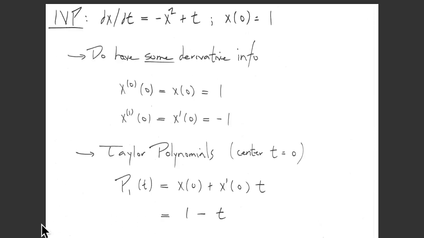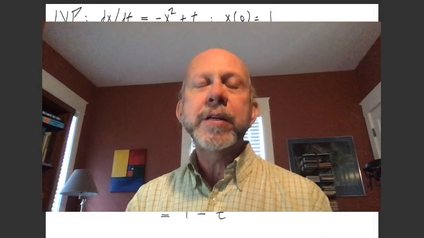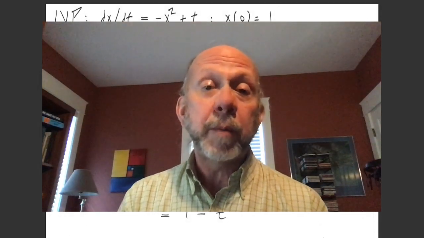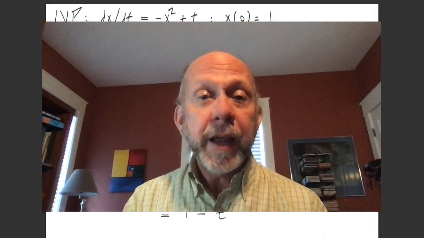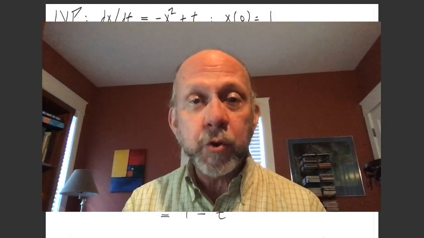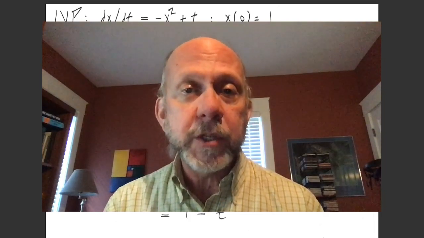Now, the idea here is going to be that that first degree Taylor polynomial is actually a good approximation of the solution as long as t doesn't wander too far from t equals 0.